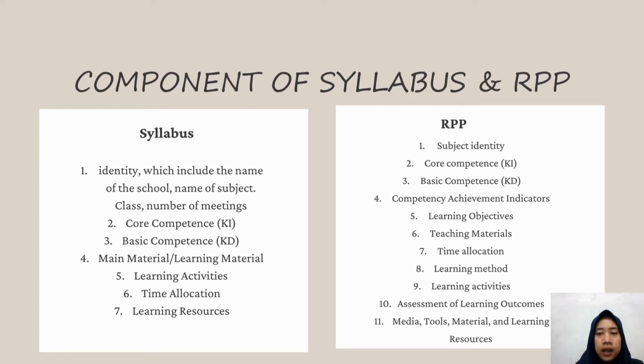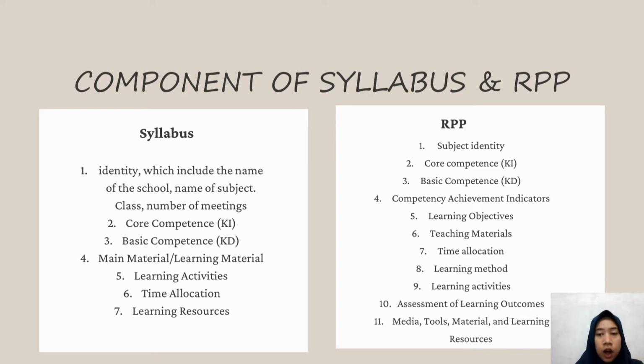Next, learning method. Learning method is used by the teacher to create an atmosphere of learning and the learning process so that the students achieve basic competencies or predetermined indicators. And number nine, learning activities. Learning activities are divided into preliminary, core, and closing activities.